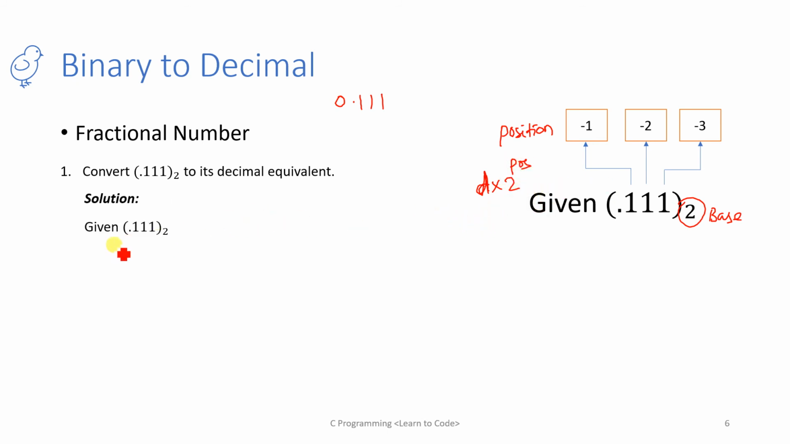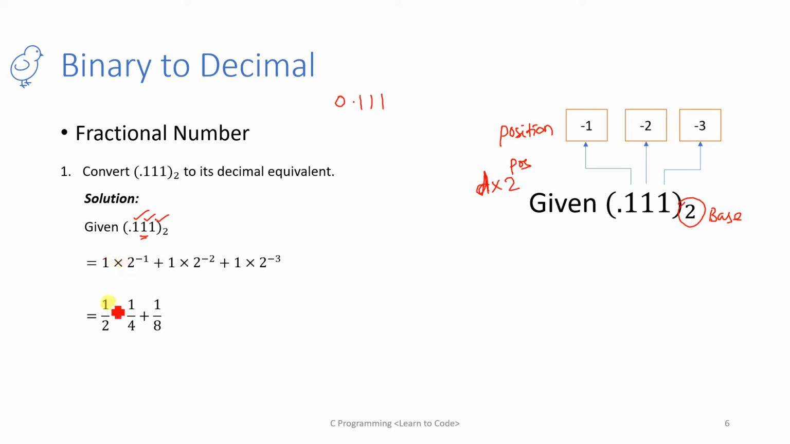So, given is this. I have done the same thing: 1 into 2 to the power -1. This position is -1, so 2 to the power -1. For this one, 1 into 2 to the power -2 because the position is -2, 1 into 2 to the power -3 because the position is -3, and so on. So let us solve this expression.